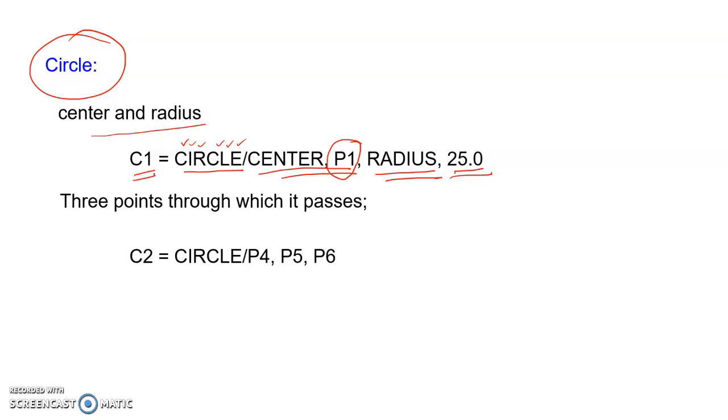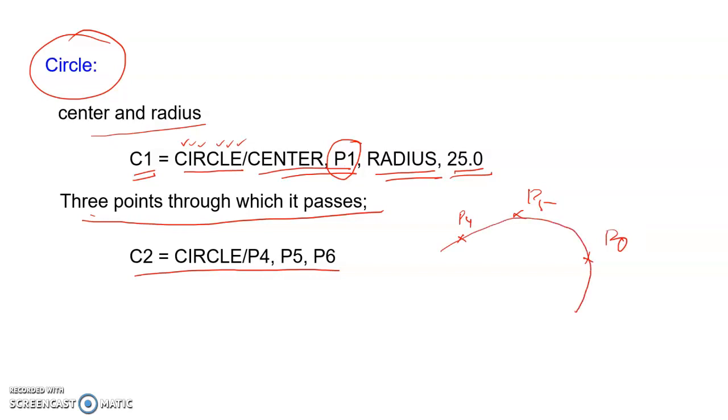Another method of defining a circle is by 3 points through which it passes. Here is the example. C2 is equal to circle P4, P5, P6. P4, P5 and P6 are known. We can have the circle which is passing through all these points. So that is another style of defining the circle.